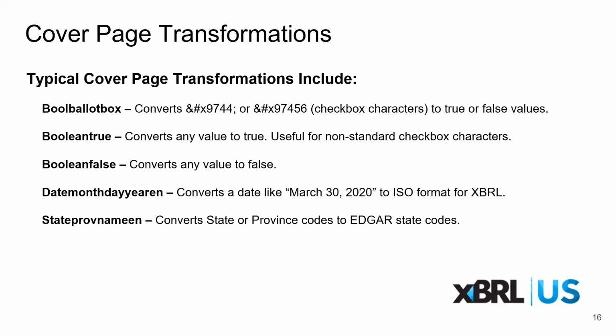And then there's the state province conversion, which will convert state or province codes to EDGAR standard codes. So if you have on your cover page your jurisdiction of incorporation, maybe you have New Jersey. Well, the SEC is expecting NJ, so that transformation will convert it for you. It'll also convert things like unknown to the code XX, which is being expected.